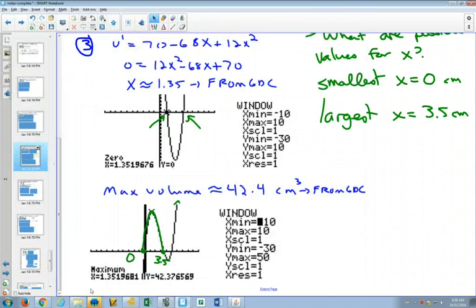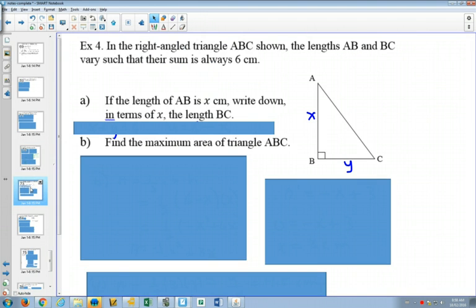Okay. So there we have our maximum volume, obviously a calculator question. So again, here's another one. This one's not as difficult. I'll get you guys to try this one on your own. The numbers are nicer than the volume question. See if you can set up the equation and then find the maximum area of the triangle.